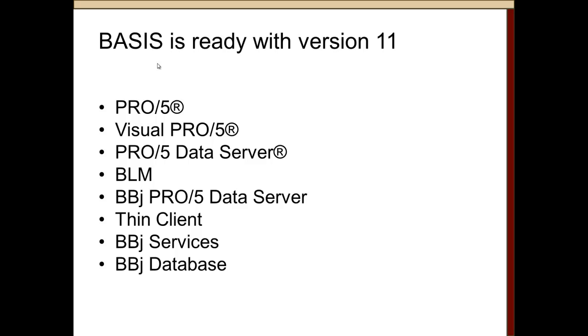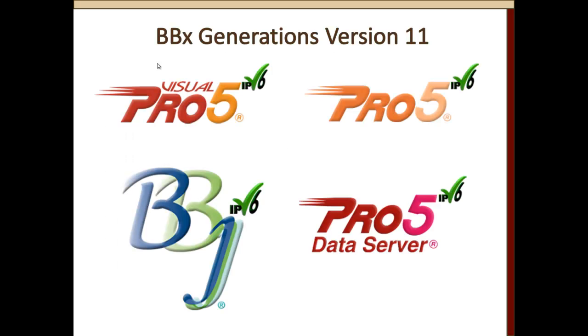You too can be IPv6 compliant and functional without any code changes to your application. You only need to upgrade to version 11 of your favorite Basis product. Here's a list of logos for BBX version 11 that tell you that we are IPv6 ready. We've modified our logos as they appear on basis.com with an IPv6 logo showing you they're ready.